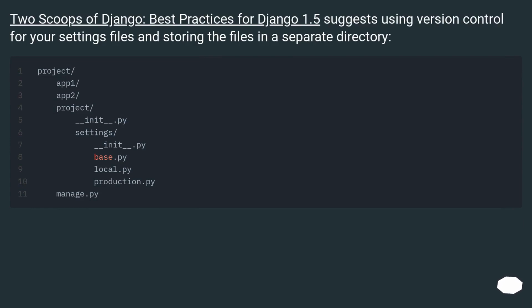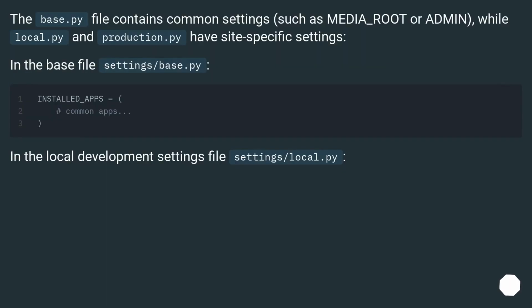Two Scoops of Django: Best Practices for Django 1.5 suggests using version control for your settings files and storing the files in a separate directory. The base.py file contains common settings, such as media_root or admin, while local.py and production.py have site-specific settings.